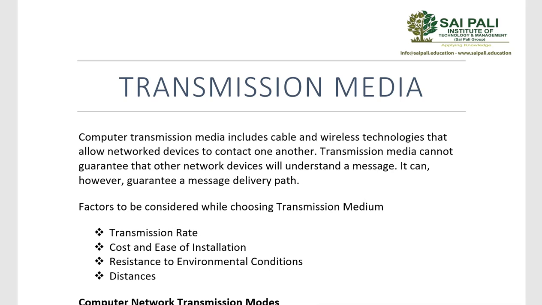And these are the different types of transmission media we have. We have twisted pair, we have coaxial, we have fiber optic, we have wireless, and in that we have different types of twisted pair, and different types of fiber optic, then we have coaxial, and these are all used to transfer the data from one end to the other end.